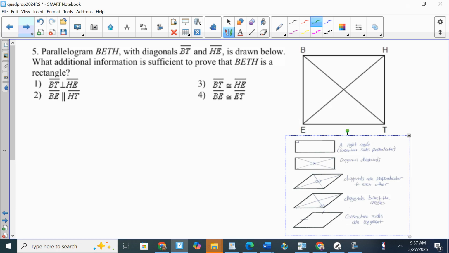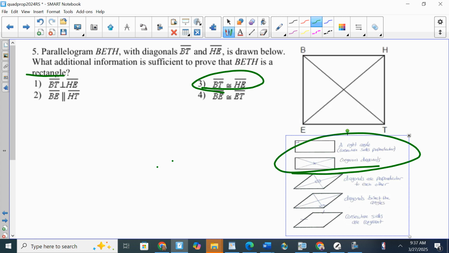This is the same thing, but now we're applying actual shapes and letters to it. It wants me to prove a rectangle, so it needs to have one of the rectangle properties. So one of the choices needs to either be a right angle, or leading to a right angle, or congruent diagonals. BT, HE. BT is a diagonal, HE is a diagonal. They're congruent. Yes, that is diagonals congruent.